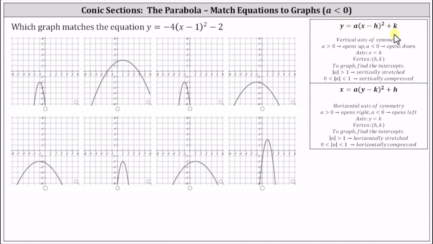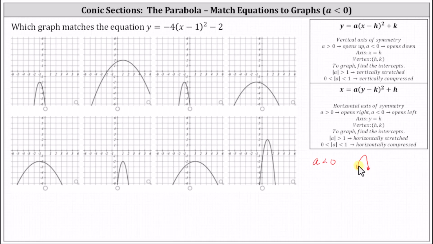When we have an equation in this form, the parabola has a vertical axis of symmetry, which means it opens up or down. If a is greater than 0, the parabola opens up. If a is less than 0, the parabola opens down. In our case, notice a is equal to -4, and because a is less than 0, we know the parabola opens down and will look something like this.